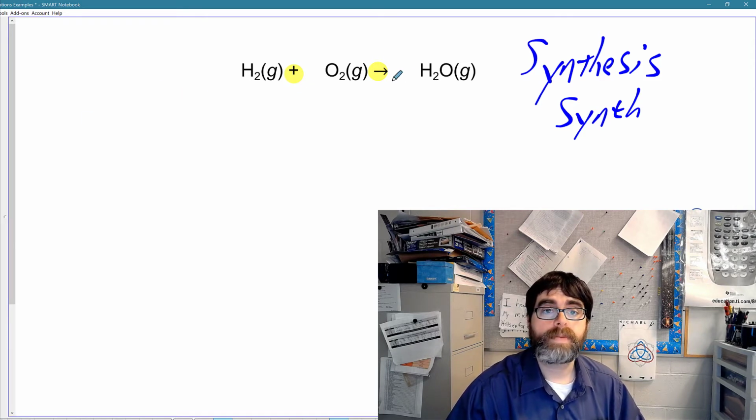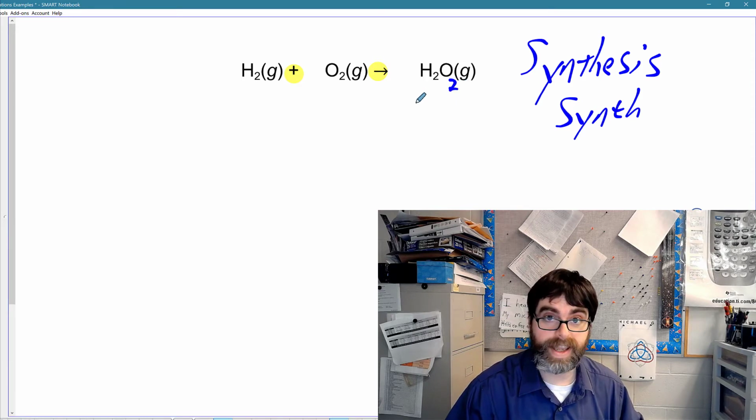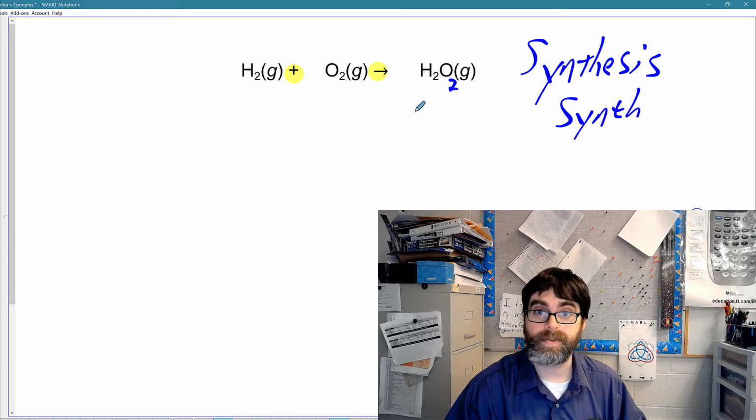Then from there, we need to balance the two sides of the equation. Over here, I notice that we have two hydrogens, and over here, two hydrogens. So my hydrogens are good to go. And then here we have two oxygens, and over here, I only have one oxygen. You might be tempted to say, oh, well, can't we just go to there? And the answer is no, not at all. You absolutely cannot change a chemical formula.